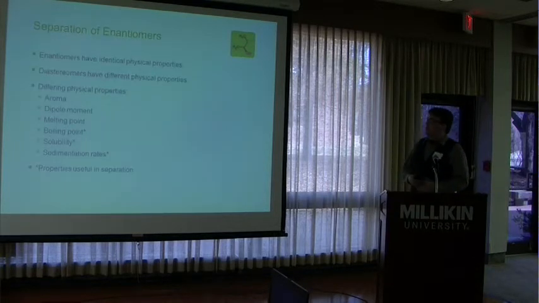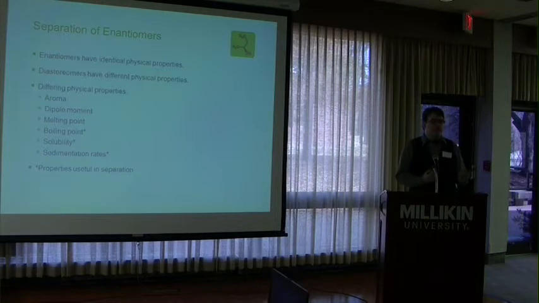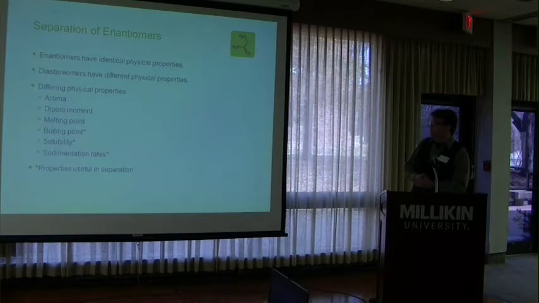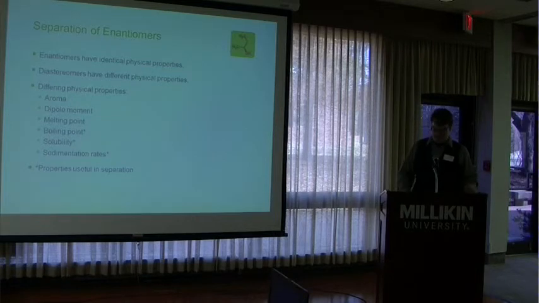Now, one thing we know is that we're not able to separate enantiomers by physical properties, because the enantiomers themselves have identical physical properties. So in order to separate them, we can use a diastereomer. Diastereomers have different physical properties, including aroma, dipole moment, and most importantly, boiling point, solubility, and sedimentation rates, because we can utilize the differences in these properties to isolate one of the enantiomers. Once we've isolated the enantiomer, we can then measure its specific rotation.